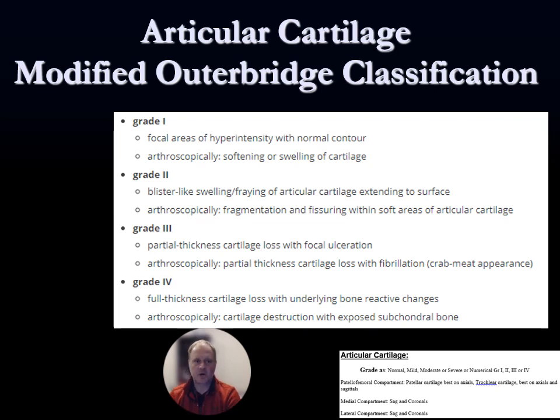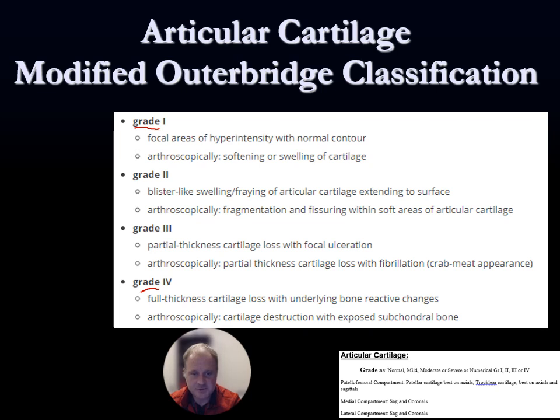Next is the articular cartilage. This goes by the modified Outerbridge classification on a surgical basis. So what we try to do is have an MRI correlate for what the differences are, but basically just to emphasize some of the important points of the cartilage classification, it goes from 1 to 4 and shows you here what the description is and what the arthroscopic finding is.